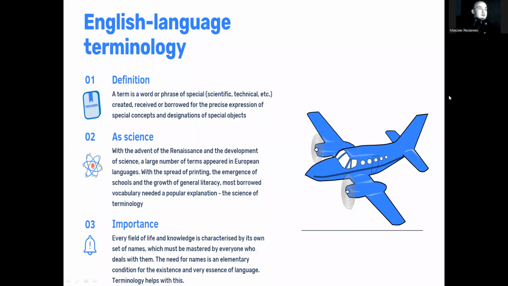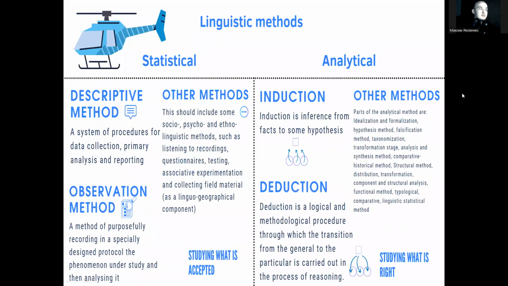Every scientific discovery needs a name as a means of expressing a logical representation of the concept. Every field of life and knowledge is characterized by its own set of names, which must be mastered by everyone who deals with them. The need for names is an elementary condition for the existence and the very essence of language. For this purpose, terms are created.